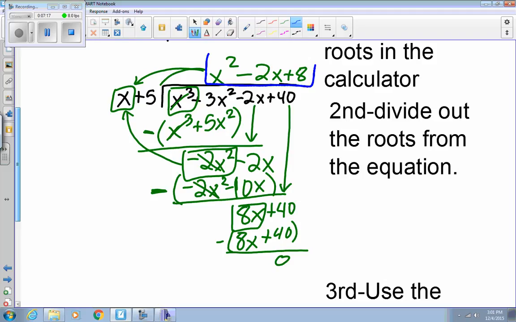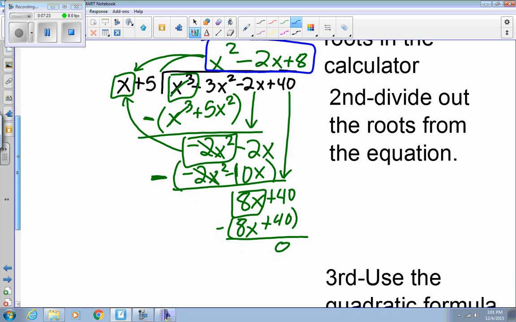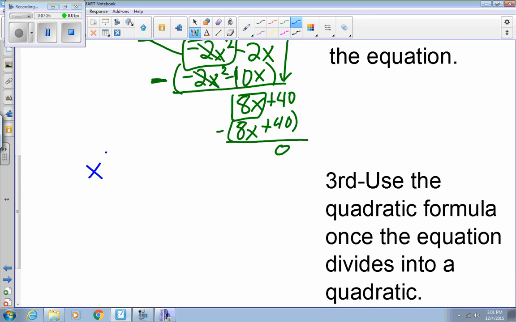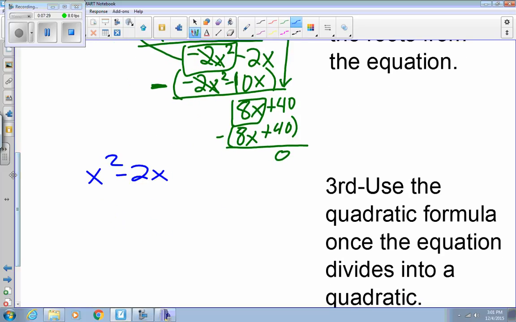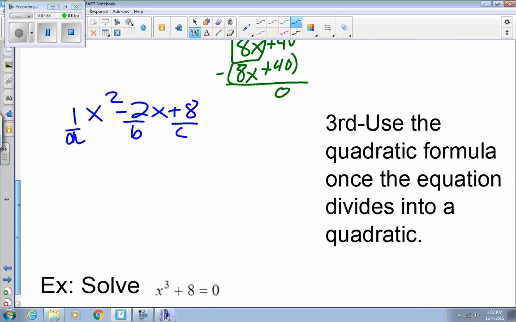x squared minus 2x plus 8. This, we need to use the quadratic formula with. So x squared minus 2x plus 8. So here's your a, your b, and your c in the quadratic formula. So let's plug it in.